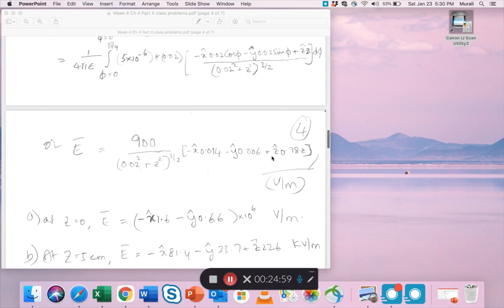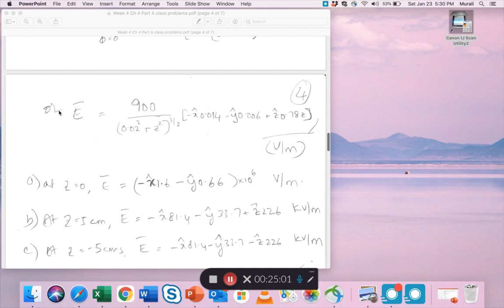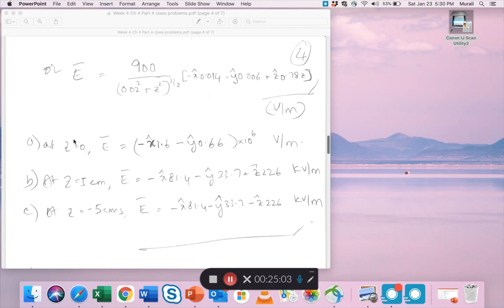XYZ coordinates. And this is volts per meter because this is an electric field. Now at a certain point, let's say the origin where everything is 0, this is the value of the field. At z equals 5 centimeters, this is the value of the field. At z equals minus 5 centimeters, pretty much the same thing. Only thing that changes is the z coefficient goes from plus to a minus.